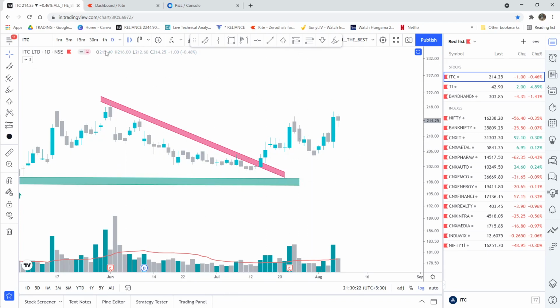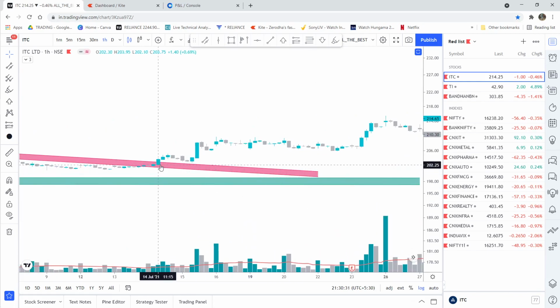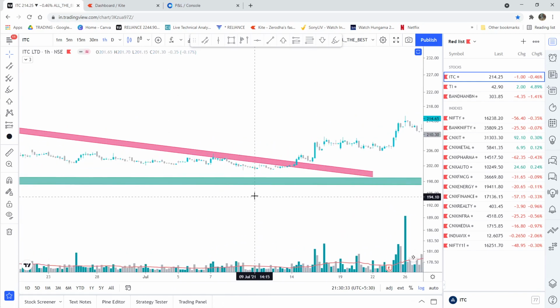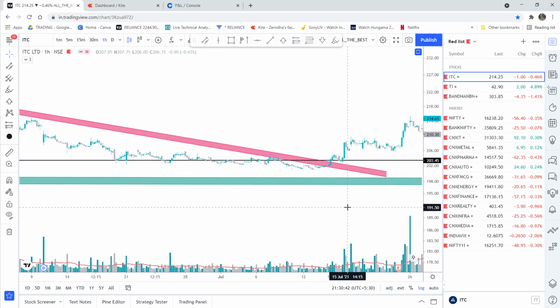So if I go into a different time frame, the 1 hour time frame, a more detailed level. If you see here, this candle at 11:15 was trying to break this level. This was the point where I entered my position. The level was close to 203.45. At that place I entered my position. I bought close to 1250 quantities in the cash market, and I waited.